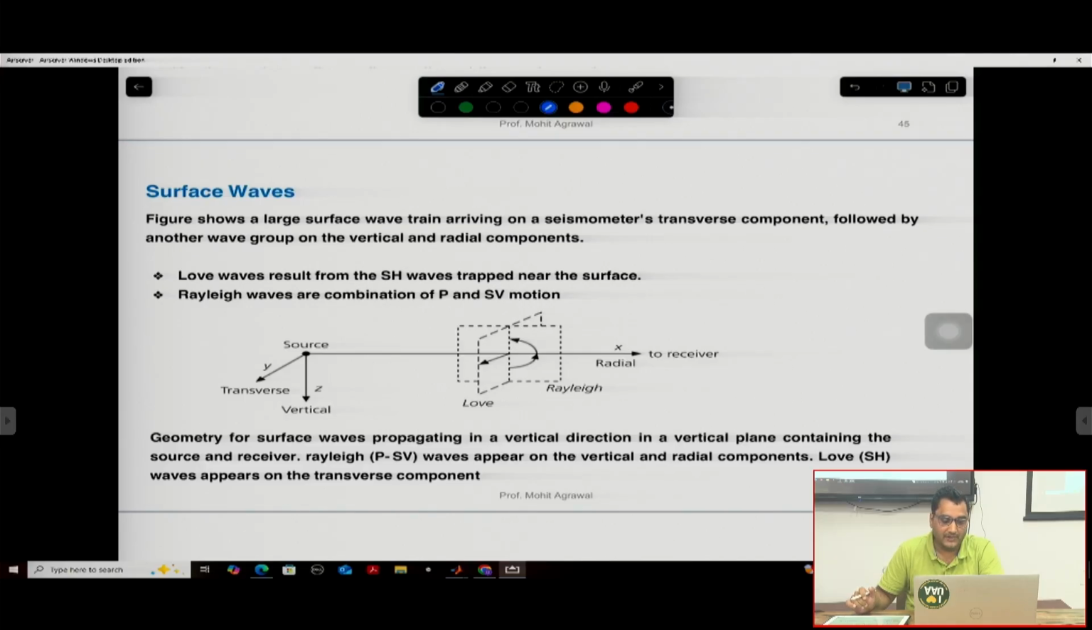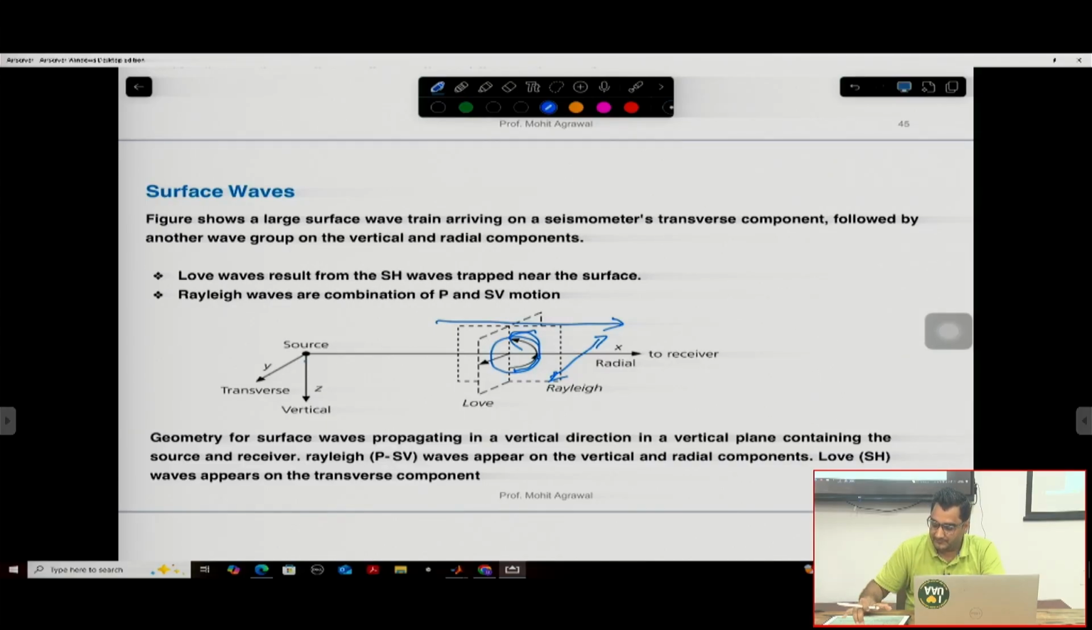We also know that Love waves result from the SH waves that are trapped near the surface, while the Rayleigh waves are mostly a combination of P and SV waves. If you look at the coordinate system here, you have x, y, z. The line joining the source to the receiver is known as the radial component, and in the xz plane the particle moves elliptically like this, and the Rayleigh wave propagates like this. Similarly, the Love wave is also traveling, but its particle motion is perpendicular to the xz plane, in the y direction.